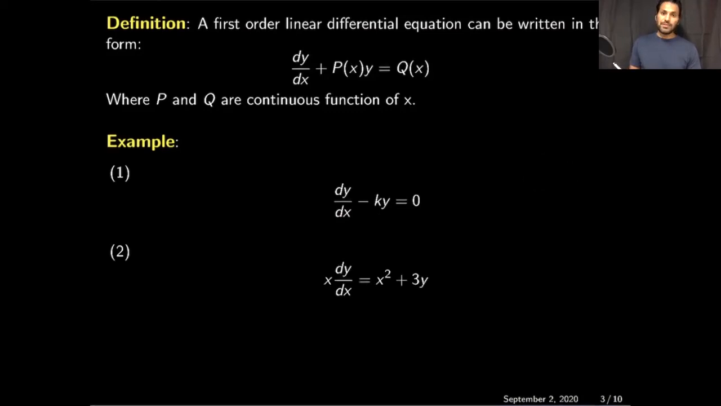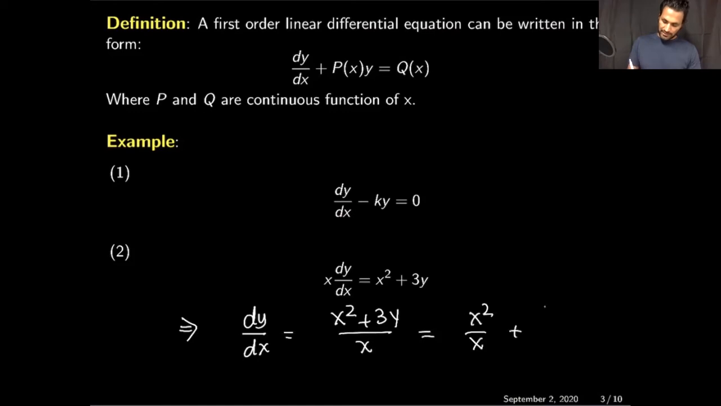One more example. As you can see, this is also a first order linear differential equation, but it is not written in the standard form. So to write that in the standard form, the very first step is to clear off whatever is in front of dy by dx. So if I write dy by dx and divide, x square plus 3y square divided by x, then I can further write x square divided by x plus 3y divided by x.